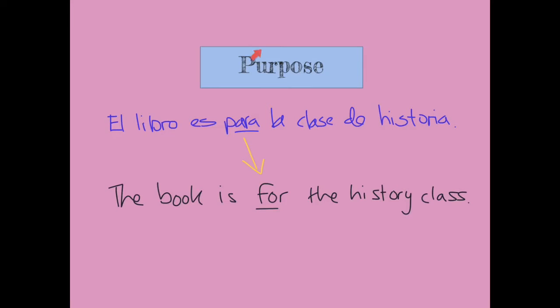Purpose is pretty much what something is for. So let's say el libro es para la clase de historia. The book is for the history class. So what's the purpose of the book? Oh, it's for history class. So anytime you're talking about what something's for, that would be purpose, and you need para.